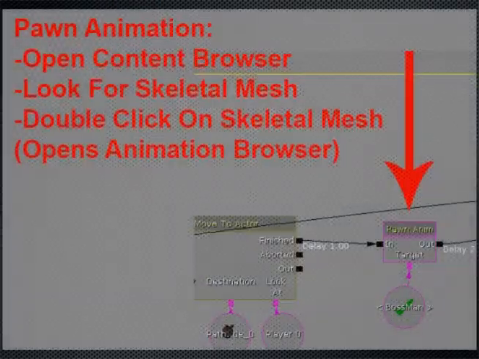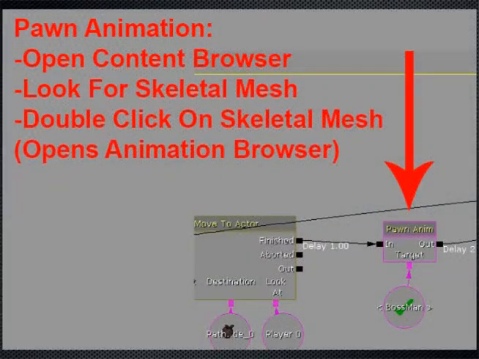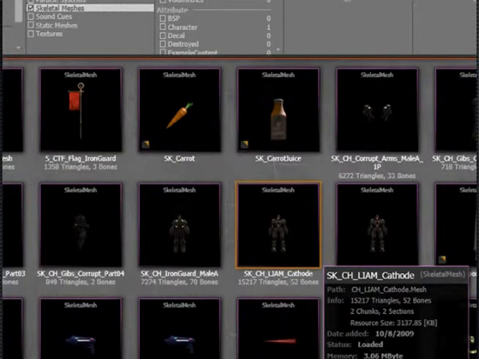So you're probably asking yourself, how do I do this pawn animation? How do I get him to taunt me? Well, what you're going to do is after you create the Kismet for the pawn animation, which should be under new action, AI, pawn animation, you're going to go to your content browser and you're going to look for skeletal meshes, and you're going to look for that little robot guy that is the default skeletal mesh. You're going to double click on him to open the animation browser.